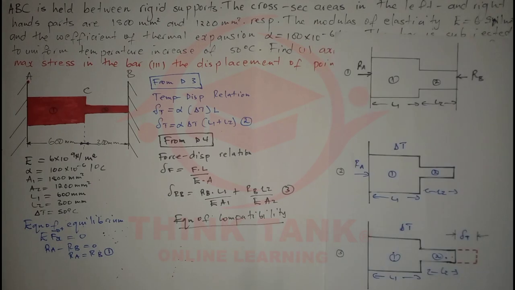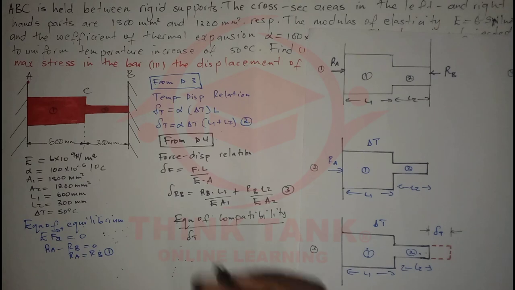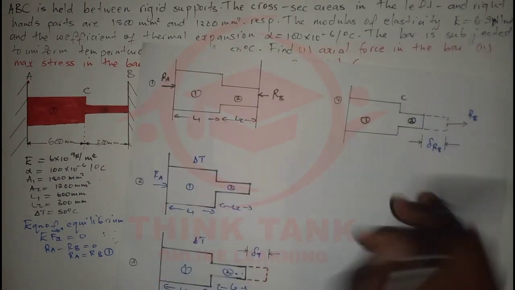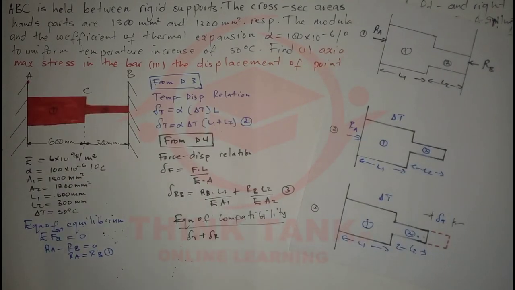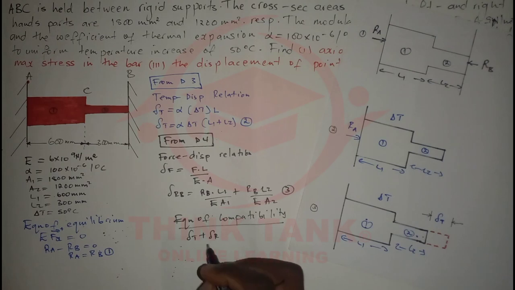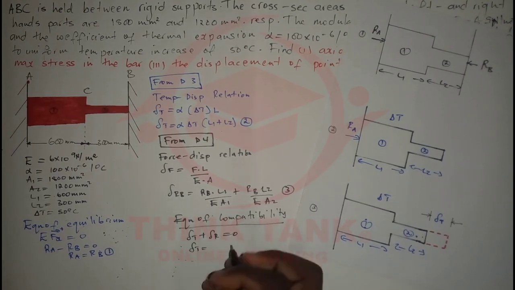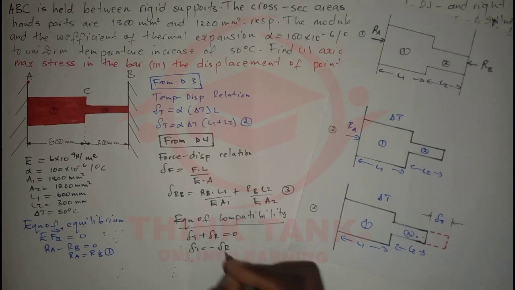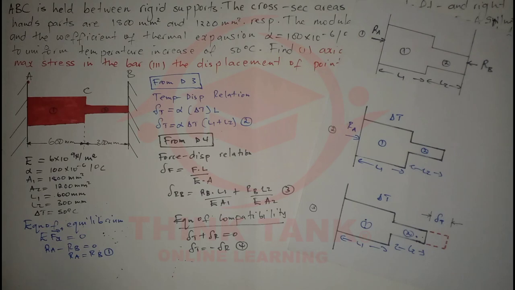Okay, so what does it mean? It means this bar is going to change due to temperature, and it's also going to change due to the redundant force, which is RB. So I'm going to write plus RB. If we add these two lengths together, since it's rigid, we should get 0. That means delta T should be equal to negative delta B, and that is going to be the fourth equation. So now we have enough equations to find any missing information that we need.